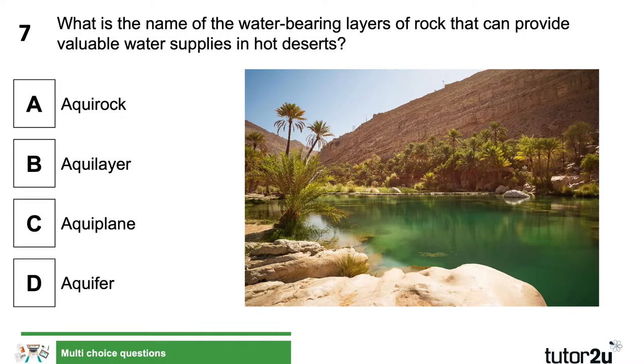What is the name of water-bearing layers of rock that can provide valuable water supplies in hot deserts? Is it A, aqua rock, B, layer, C, alkaline, or D, aquifer? Make your selections.